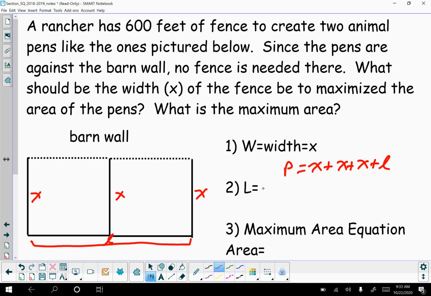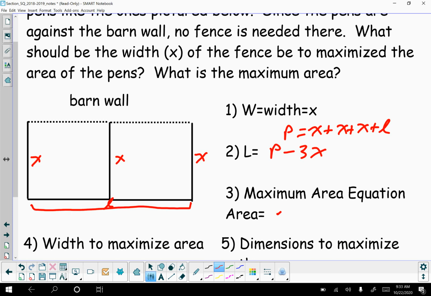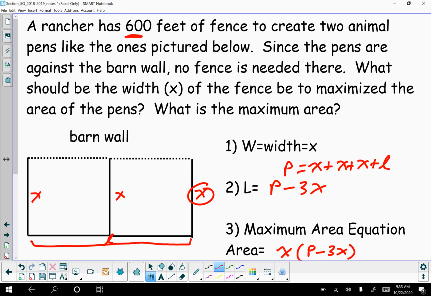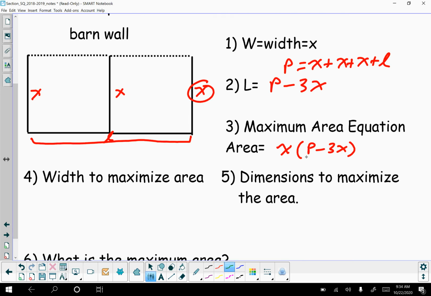Okay, so length would be equal to P minus 3X. And how I did that is I realized I have 3 X's right there. I subtracted the 3X, brought it over, so that's what our length is equal to. Our area is going to be X, the width, times the length, which is P minus 3X. Okay, what did we know that the perimeter was equal to, though? They told us the perimeter, we have 600 feet of fencing, so I'm going to plug that in here. So then I have this equation, area equals x times 600 minus 3x.